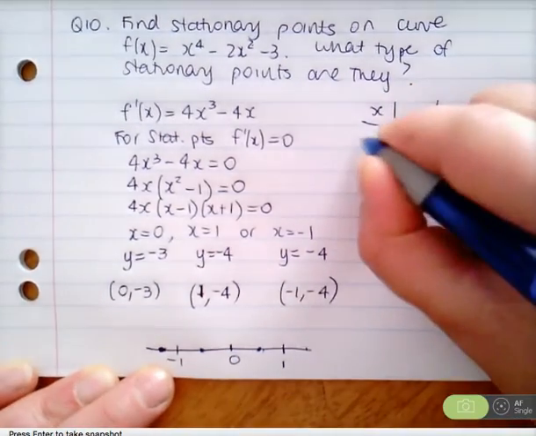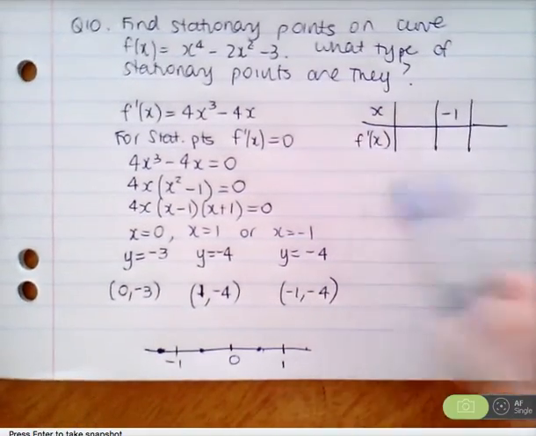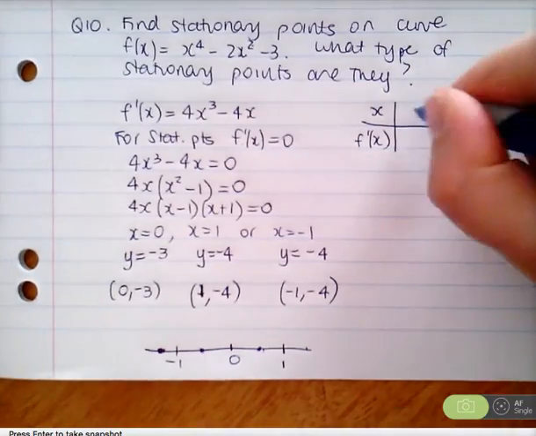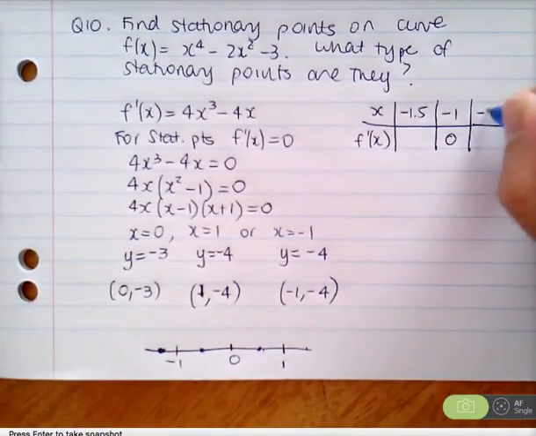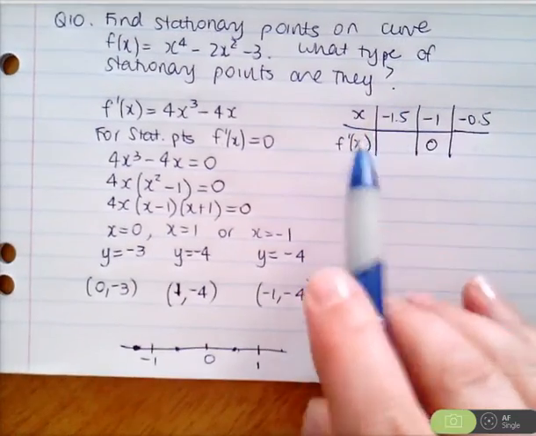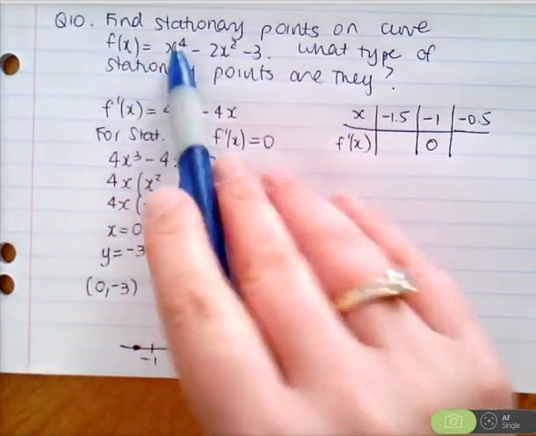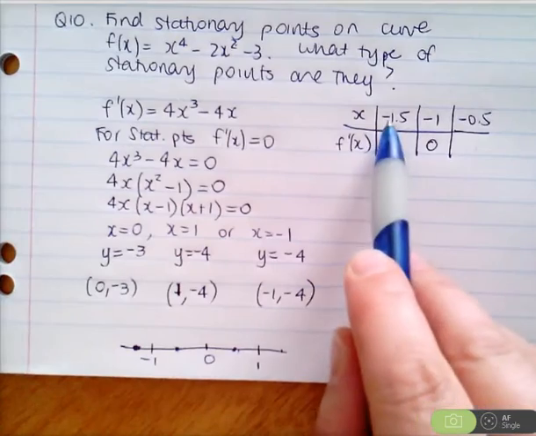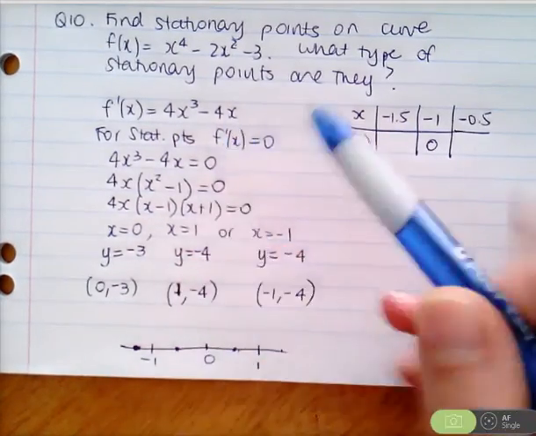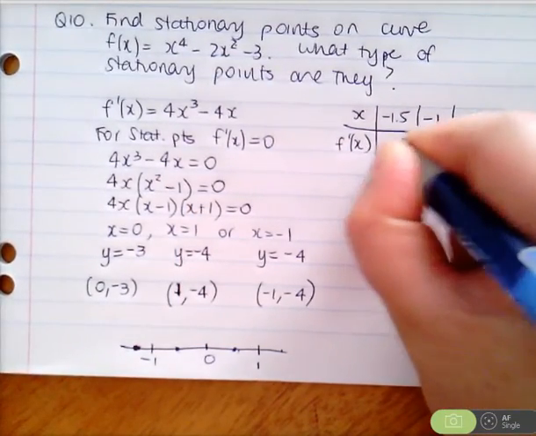So let's look at this stationary point here. When x is -1, let's look at the gradient. Now it's really important that you label this properly. This is f dashed x. I know that when x is -1, the gradient of the curve is 0, so I'm going to look at -1.5 and -0.5. You're going to need your calculator. Just make sure that you're substituting these x values not into the function of x curve, but into the first derivative. So we need -1.5 substituted into both these x's here. When we substitute into 4x cubed minus 4x, we get -7.5.